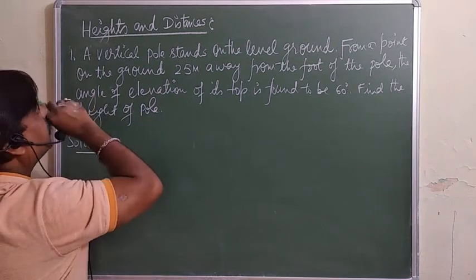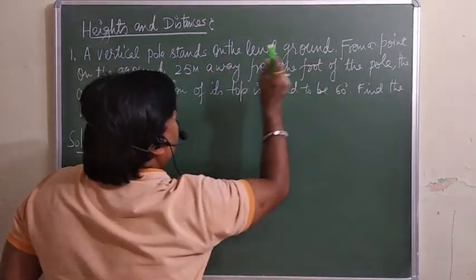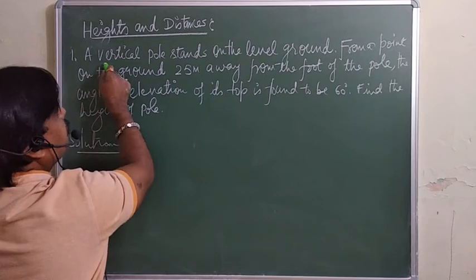Figure draw करने का तरीका क्या है? पहला जो sentence बोलता है वो पहले करिए. You have to do the first sentence, whatever it is saying. You have to do that.